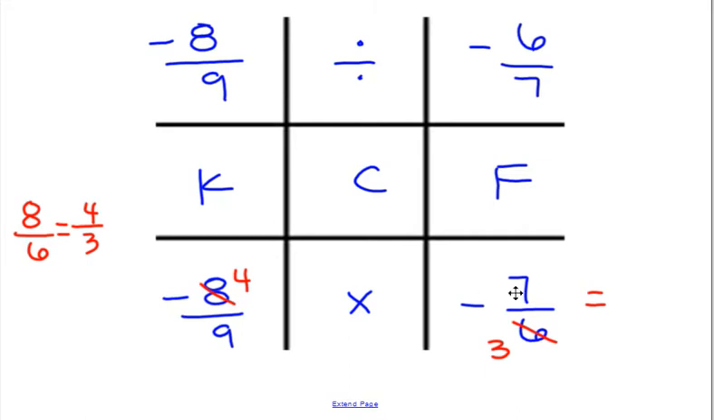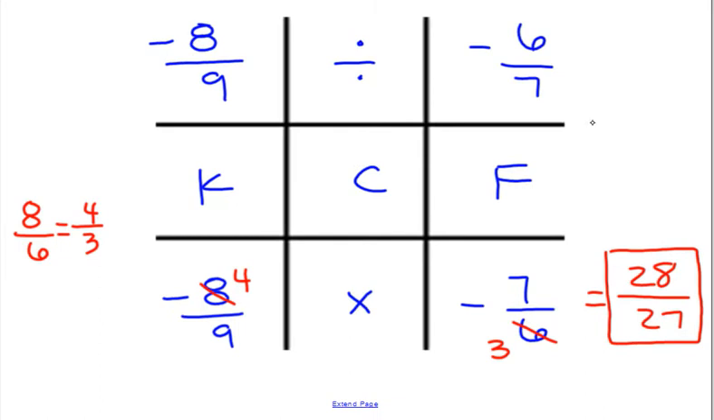Now 4 times 7 is 28. 9 times 3 is 27. And that's your answer, and it's already simplified. Now let's make this a mixed number. 1 and 1 over 27.